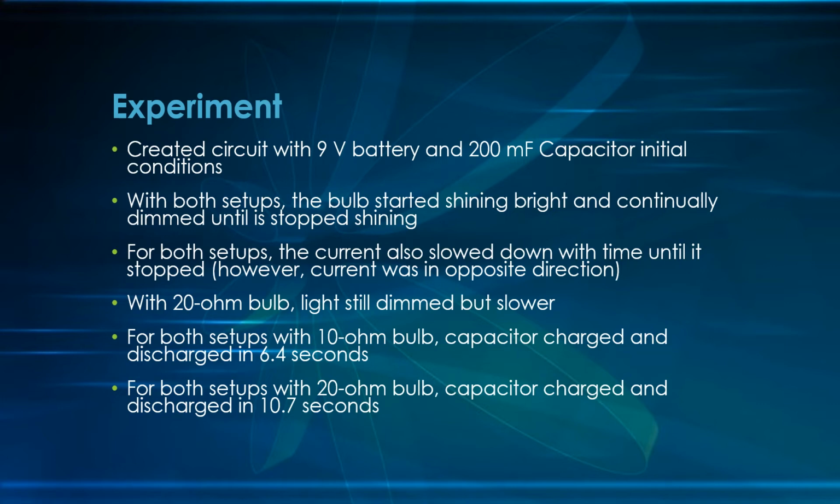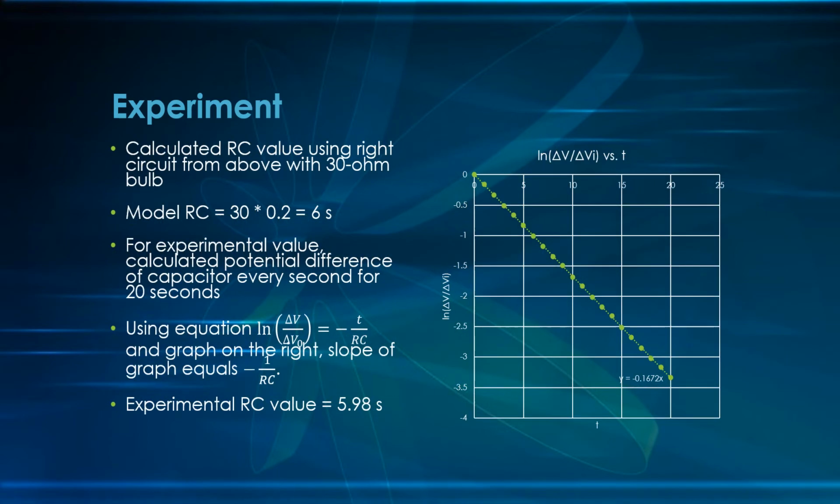Then, using a 10 ohm bulb, the capacitor charged and discharged in 6.4 seconds, while it charged and discharged in 10.7 seconds with a 20 ohm bulb. This means that increasing the resistance of the bulb increases the amount of time that it stayed bright. Next, I calculated the RC value using the right circuit from 2 slides ago. I also used a 30 ohm bulb.